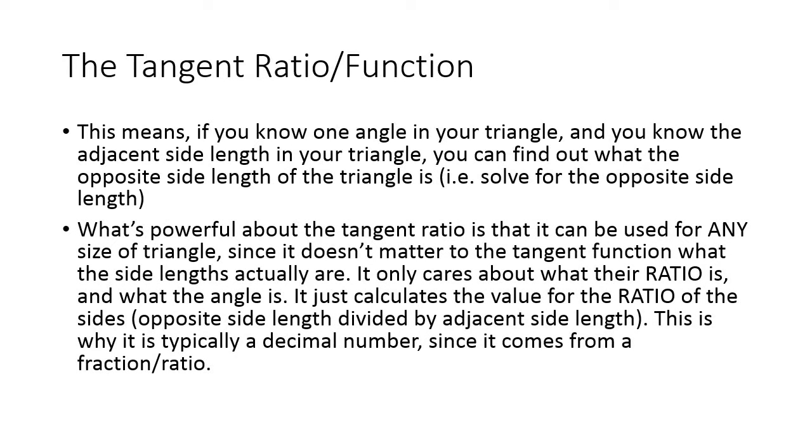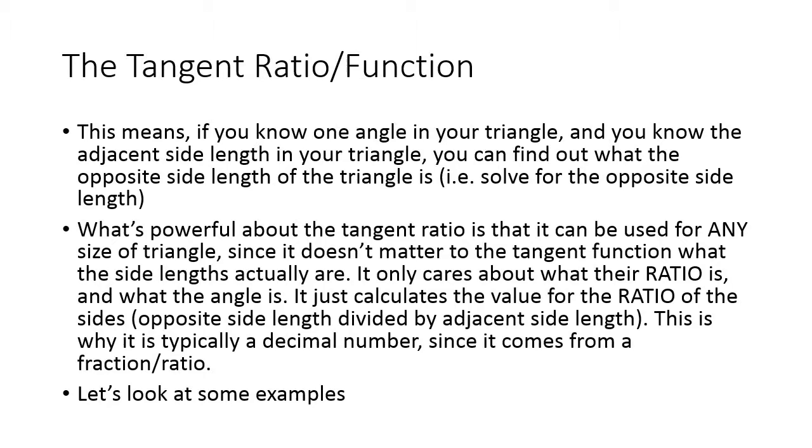What's powerful about the tangent ratio is that it can be used for any sides of a triangle, since it doesn't matter to the tangent function what the side lengths actually are. It only cares about what their ratio is and what the angle is. It just calculates the value for the ratio of the sides, opposite side length divided by adjacent side length. This is why it is typically a decimal number, since it comes from a fraction or ratio.